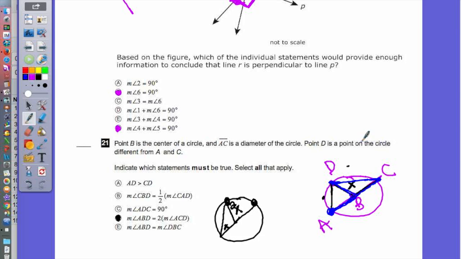An inscribed angle is half of the central angle. The inscribed angle and the central angle, provided they intersect the same arc. Okay. The central angle is twice the inscribed angle, or the inscribed angle is 1/2 of the central angle.